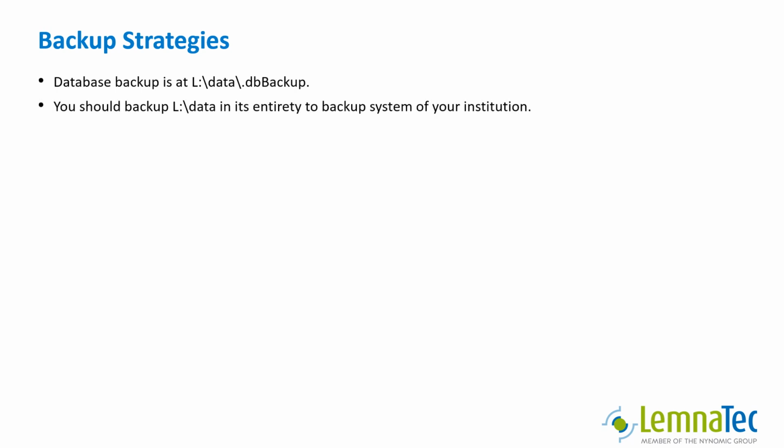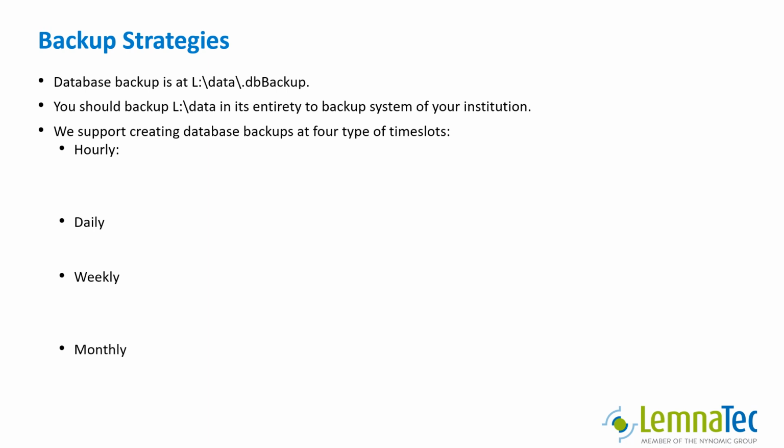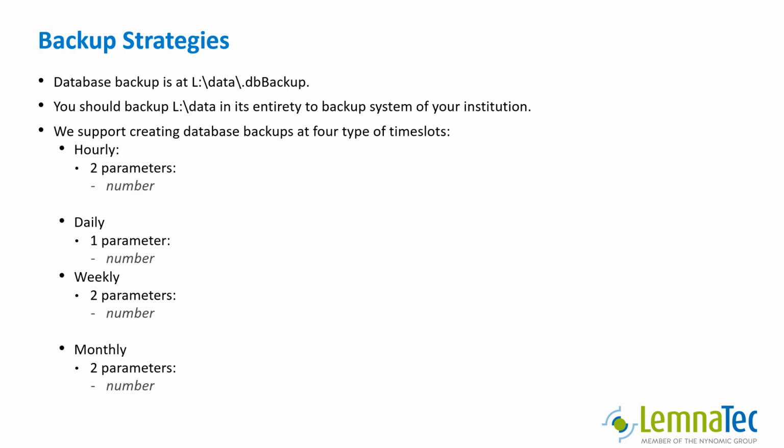You find these database backups created by the daily or hourly background tasks at ldata.db backup. Therefore, if you copy ldata to a backup location on your network, then you have a backup that includes all relevant data. We can have these backups done hourly, daily, weekly, and/or monthly. Each creates its own set of backups and has its own set of parameters. All of them have the number parameter. This parameter defines how many older backups shall be kept on the file system.